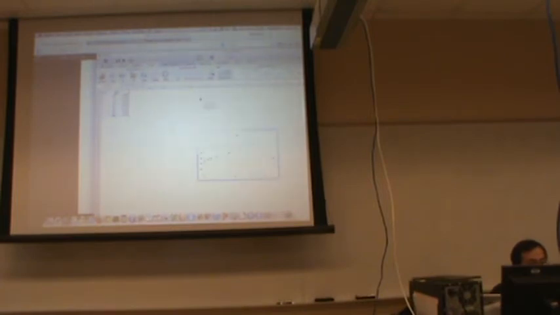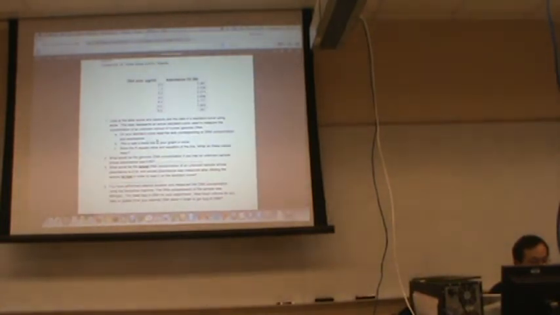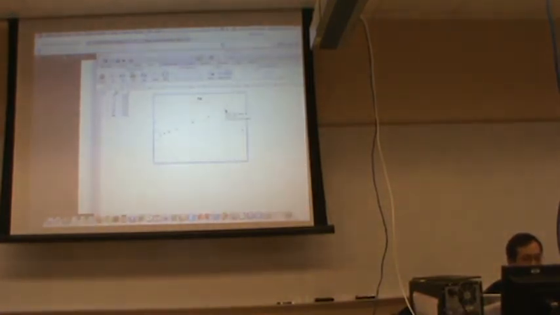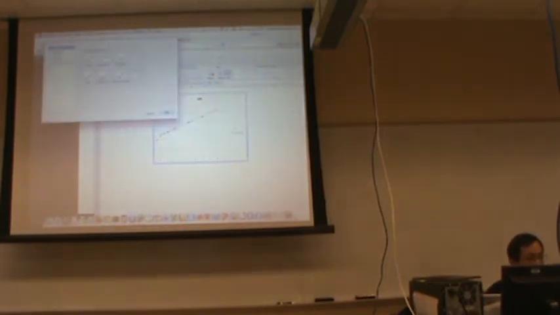Okay, so that's my standard curve. Actually, this should be the other way around. I should somehow flip the axis. But in any case, you're going to see a line. Then the question is, how do I add the trend line? You have to right click, add trend line. Oh, excellent. Add trend line, linear.